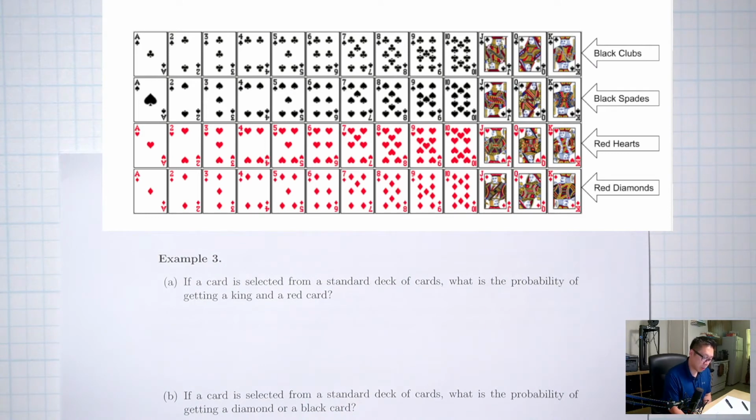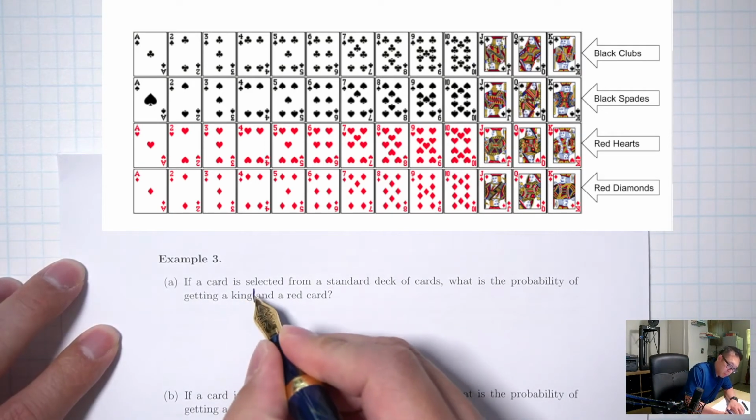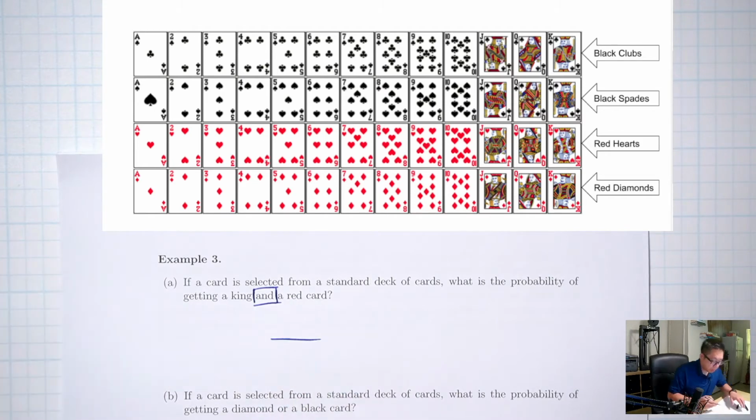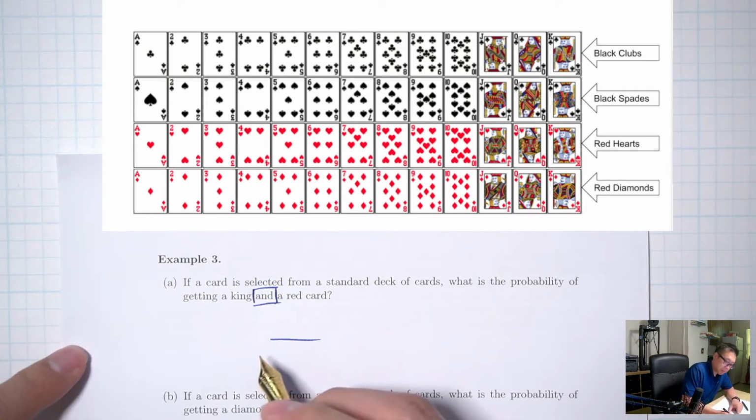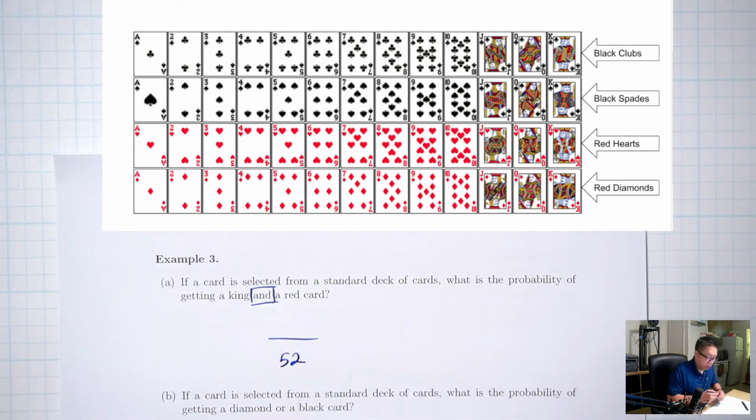If a card is selected from a standard deck of cards, what is the probability of getting a king and a red card? Keyword I see here is the word and. For the bottom, if I pick a card, how many possible things can I get? In other words, how many total cards are there? We said it was 52. For the top, I want king and red. And, remember, means at the same time. So I want the cards that are king and at the same time red. In other words, I'm looking for the red kings, which are these two.